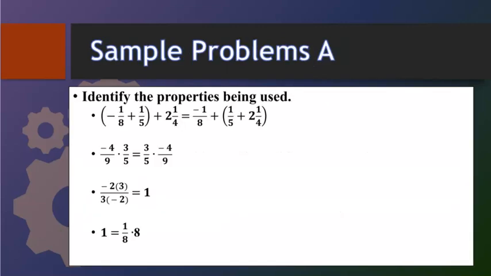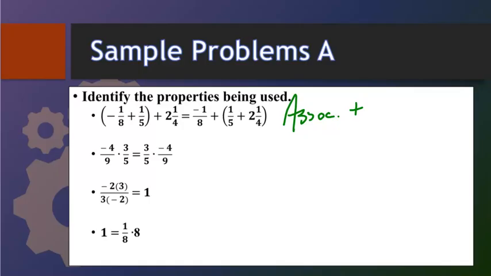Here we want to identify the property being used. So here we have parentheses -1/8 plus 1/5 and parentheses plus 2 1/4 is going to be the same as -1/8 plus parentheses 1/5 plus 2 1/4. You'll notice the numbers stay the same in the same order on both sides of the equal sign. The only thing that moved was the parentheses, but it does not change the answer because they're all addition. This would be the associative property of addition.